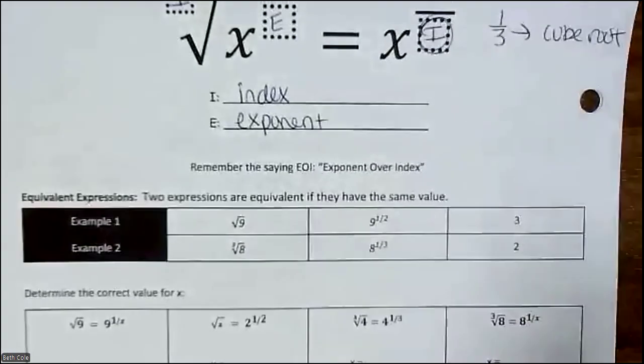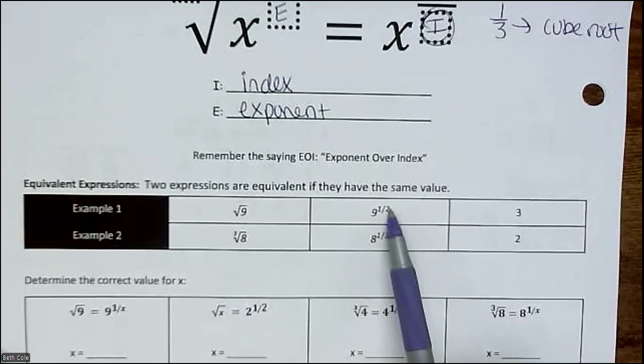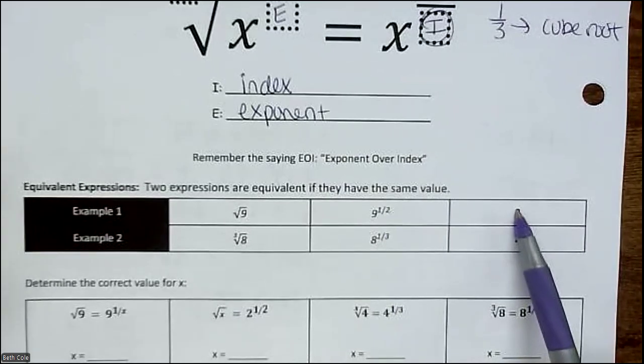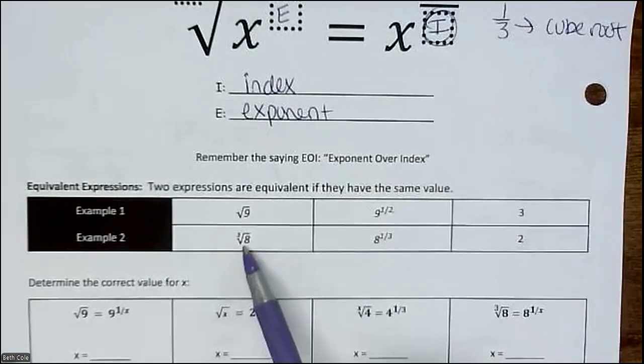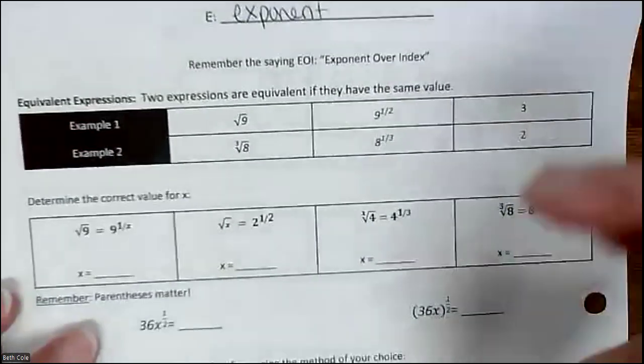All right, so down here, for example, square root of 9, you can also write that as 9 to the power 1/2, and your square root of 9 is 3. Cube root of 8, you can write that as 8 to the 1/3, and your cube root of 8 is 2. So we're going to practice just simplifying these.